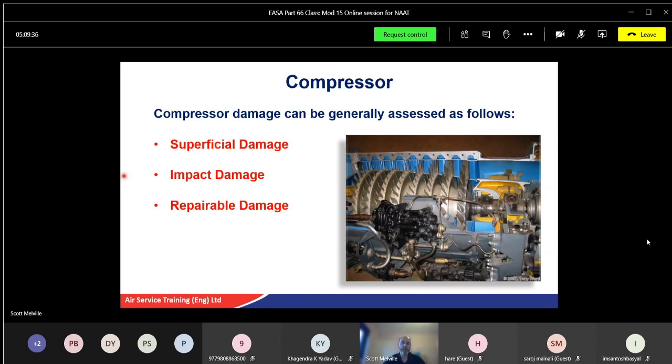Later stages will have to be checked by boroscope, and if there's damage in there, depending, some engines allow so much damage per so many blades per stage, and they'll get away with that, but it's down to manufacturer's limitations on that one. But if it's repairable, then great.